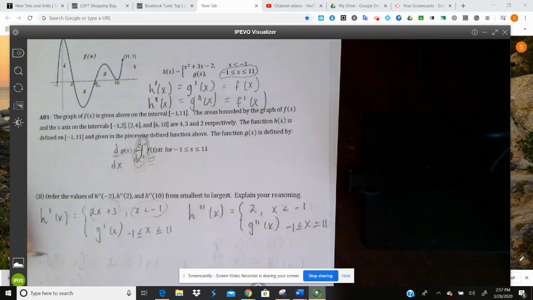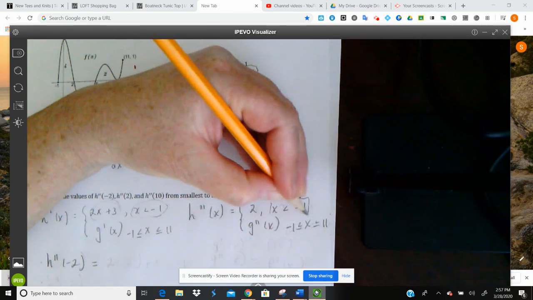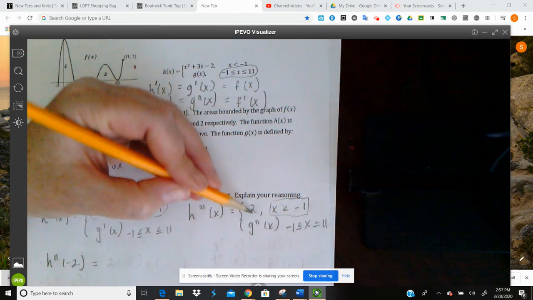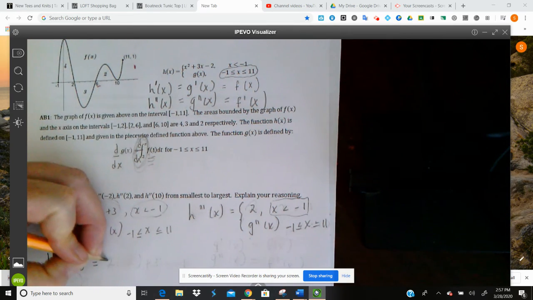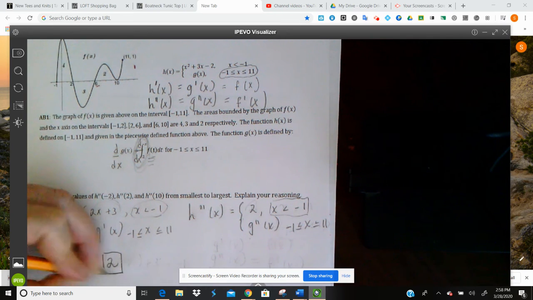All right, so first we've got to figure out h double prime of -2. Now this one's easy. When you figure out h double prime of -2, -2 falls in this domain value set. So all we have to do is plug it in, and there's no x to actually plug it into, so we just end up with 2. All right, so we've got one of our values.